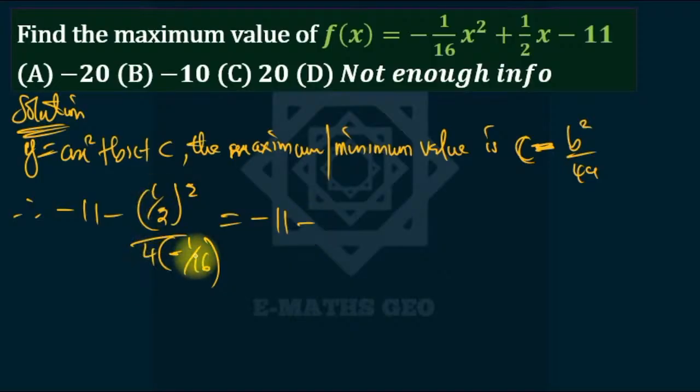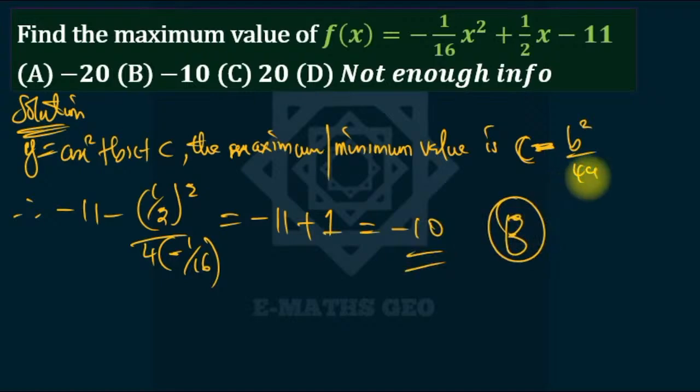This is also minus 1 over 4. So 1 over 4 divides 1 over 4, we are left with 1. The minus, so minus divided by minus is plus. So our answer is minus 10. That's option B. So that's the formula for the maximum or the minimum value of a quadratic function.